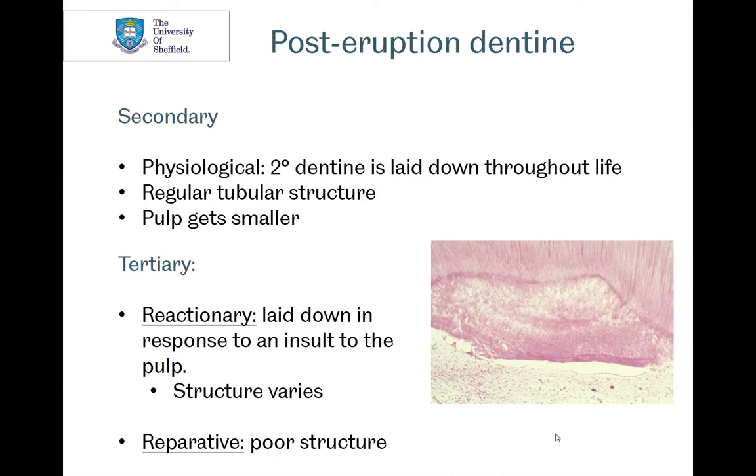Another form of tertiary dentine, which you will see less often, is reparative dentine, and that is dentine which is being laid down to repair a defect, for example, a resorption defect. Very often it has a very poor structure, and in some cases might even resemble bone.